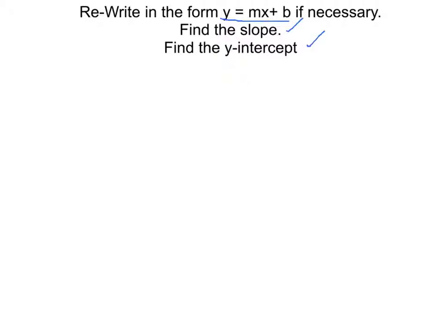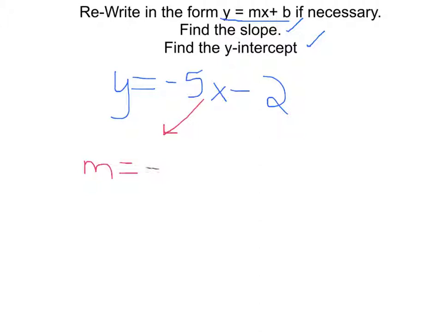Our first example, let's start with one that just starts out in the correct form, y equals negative 5x minus 2. And all we're doing, very, very easy, your slope is the number attached with x, so it's negative 5, and the y-intercept is your last number, but make sure you take the sign in front of it, so our y-intercept is negative 2.